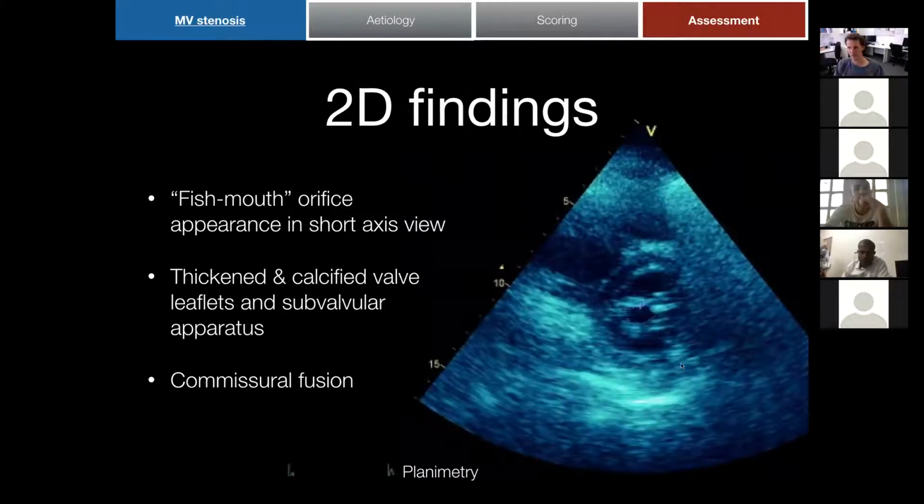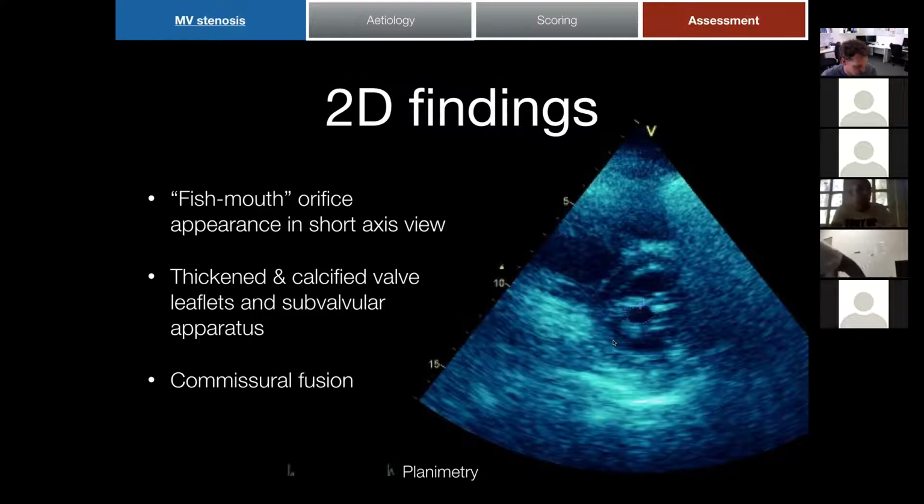Okay, 2D findings. Right, this is all the time. Danielle, tell me about this. So we've got 2D. I've made a measurement here on that patient. Let's say I measured it at 1.5. Can I just stop there? I mean, this is planimetry. This is the fish mouth orifice. I can see my thickened chordae, the thickened commissures. Why don't I just stop at that? What's wrong with this measurement?